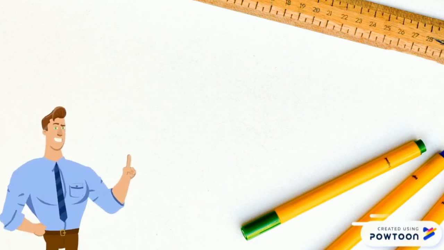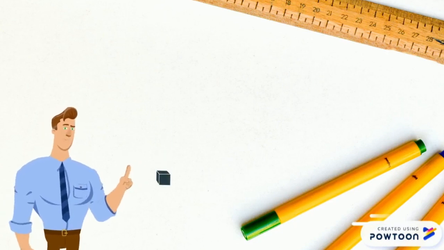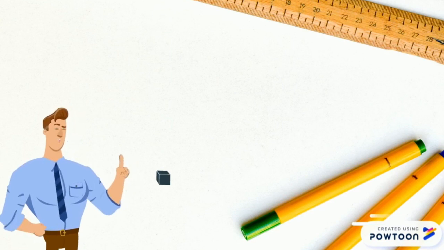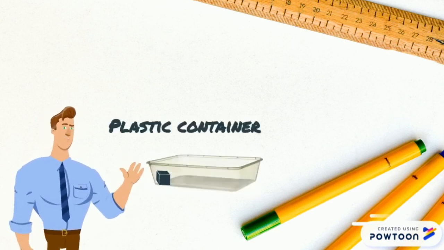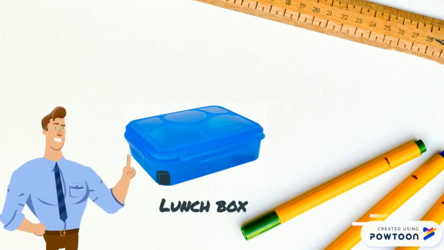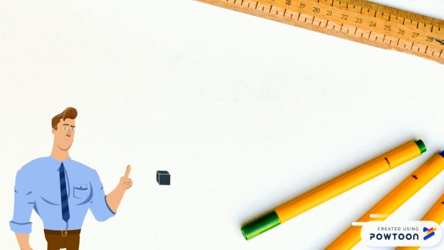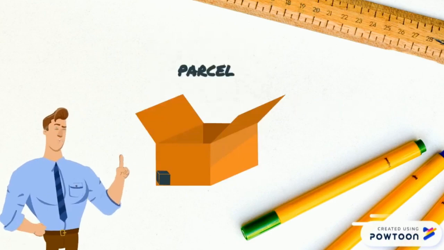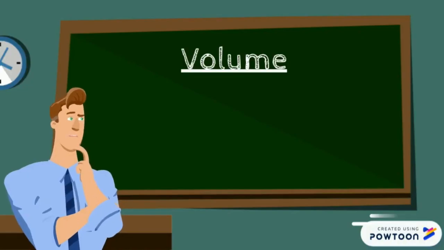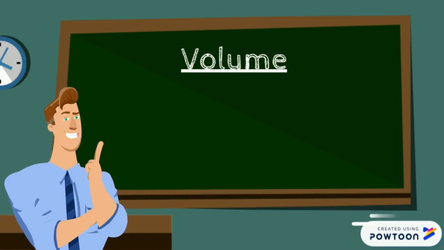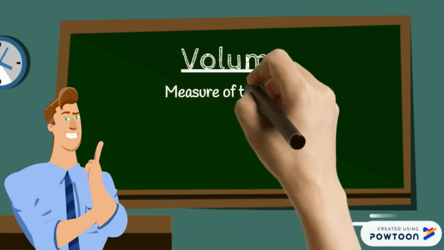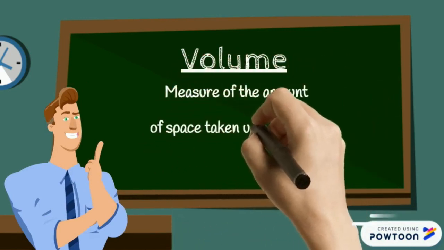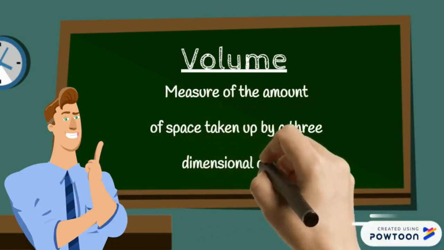As small as they may look, these cubic centimetre blocks are very useful for calculating the volume of small items, like a household container, your lunchbox, a cereal box, and a small parcel. But let's remind ourselves on what volume is. And well, yes, it is a measurement of how loud your music is. In mathematical terms, it is a measure of the amount of space taken up by a three-dimensional object.